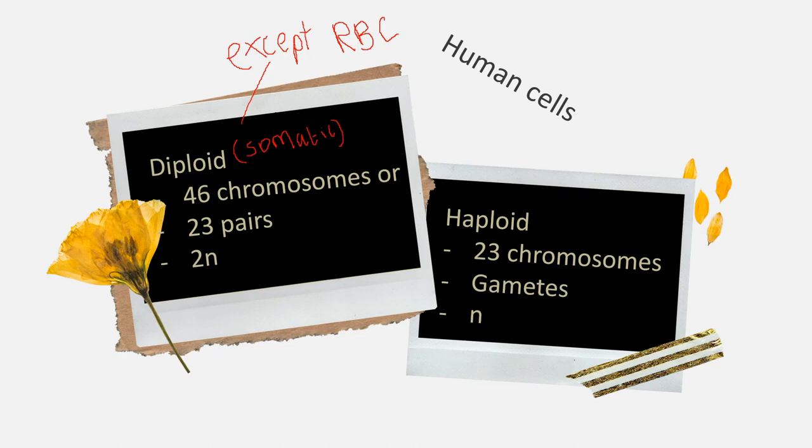Now, the other thing you need to know is haploid nucleus. Haploid nucleus has 23 chromosomes. An example would be gametes, and 23 is half of 46. So 2n divided by 2, that's n.